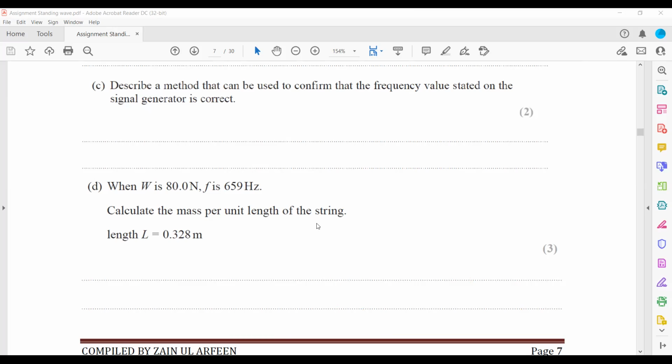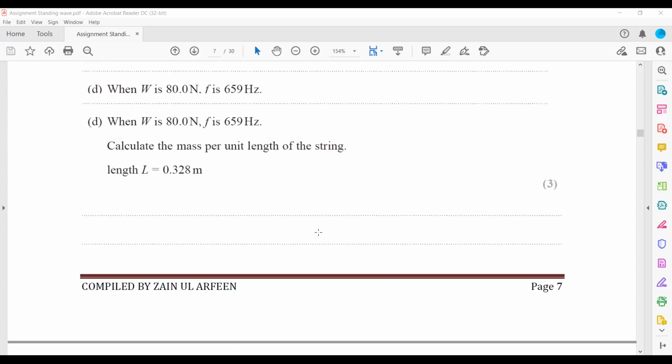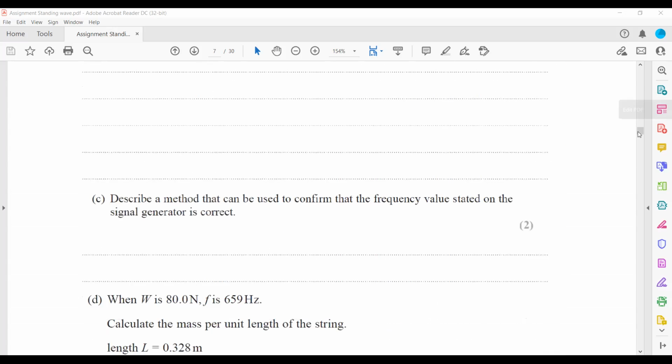So these are some questions related to standing waves. In the next session, we'll do more questions related to the topic.